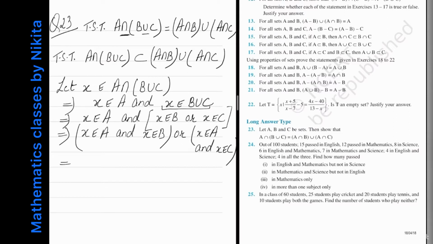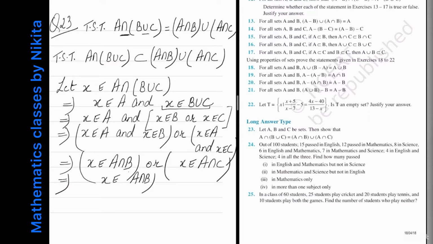Now the first bracket will give you that x belongs to A intersection B, and the second bracket will give you that x belongs to A intersection C. And since you have "or" in between, you will get x belongs to A intersection B union with A intersection C. So this was to be proved. Therefore A intersection with B union C is contained in A intersection B union with A intersection C. So mark this as 1.